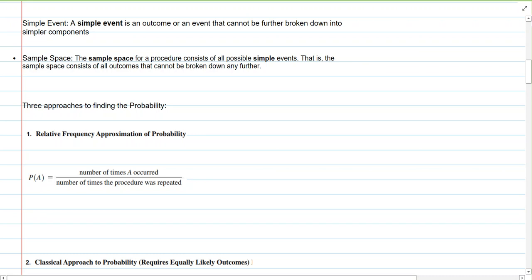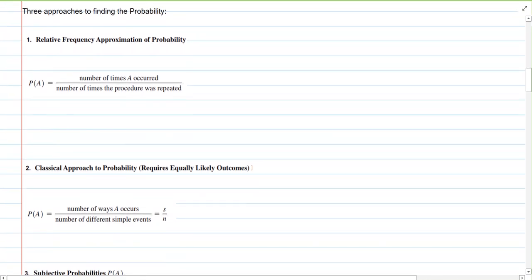Three approaches to finding probability. And this is where we look at theoretical, experimental, and subjective. So these general terms are now in statistics are said to be relative frequency approximations of probability. Relative frequencies. Now that's what we studied way back in chapter 2. So relative frequency is the number that we get from any class that we had. And in this case, it's the number of times A occurred over the number of times the procedure was repeated. So here we're talking about mainly an experiment.